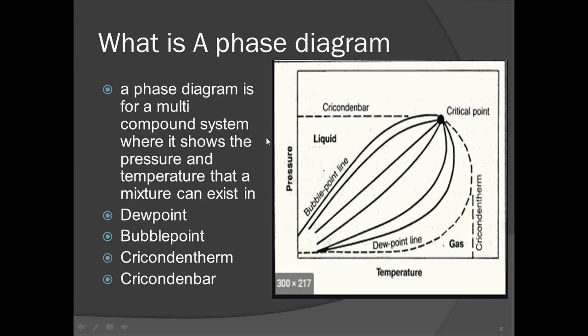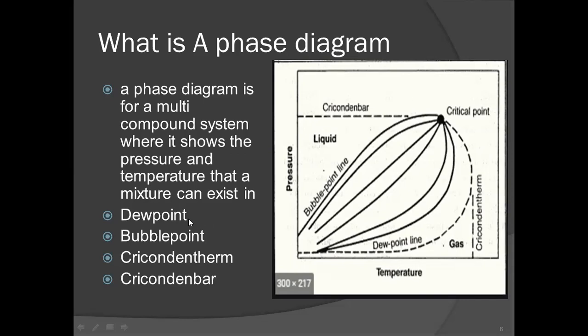However, in a multi-compound system, you can see that we have an envelope. It's basically this almost circular layer in which gas and liquid can coexist together. And basically, the phase diagram is a relationship between pressure and temperature where liquid and gas coexist together. We also have some other points in the phase diagram.